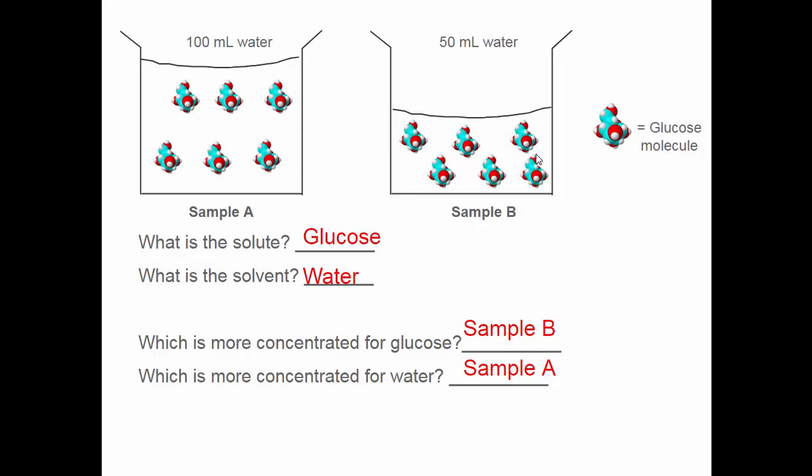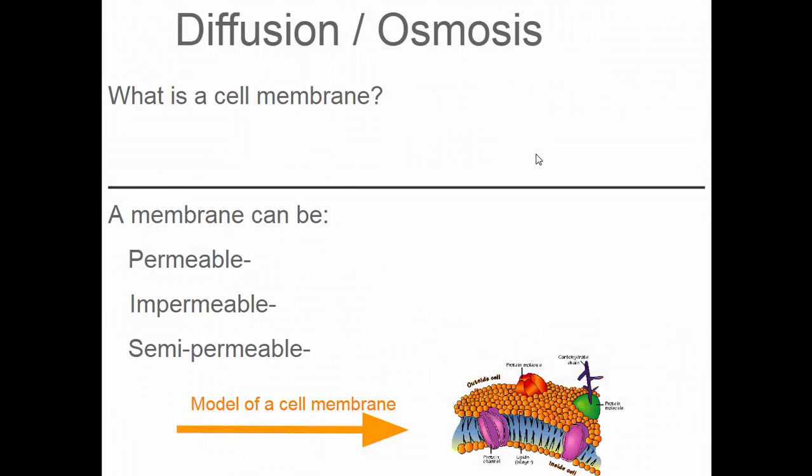All right, let me ask you this. Could I easily make these equal concentrations? Yes. If you add more water. How much more water? 50 milliliters. Yeah, if I add 50 milliliters of water to this one, then I would have equal concentration. All right, so concentration is very important when we start talking about this cell process of osmosis and diffusion.